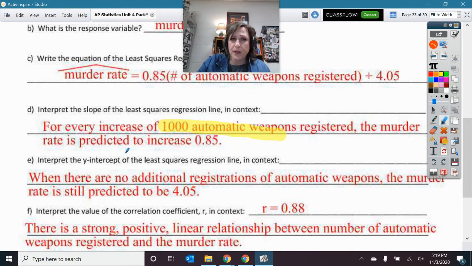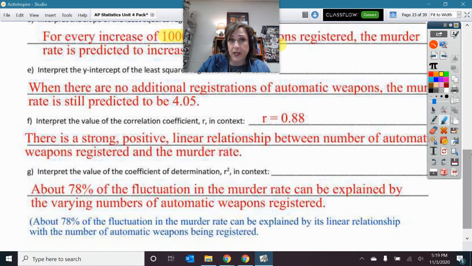So what about interpreting the y-intercept? It happens when x is 0, when there is no additional registration of automatic weapons. The murder rate is still predicted to be 4.05 per 100,000. I guess that's how many murders will happen on average per 100,000.